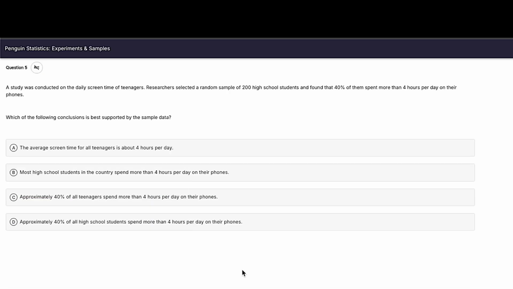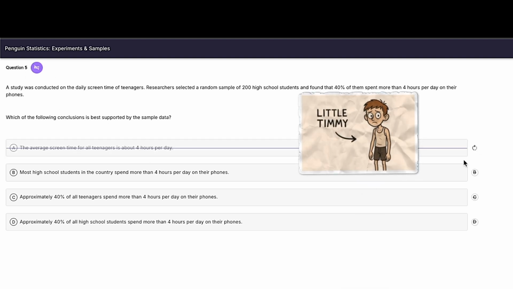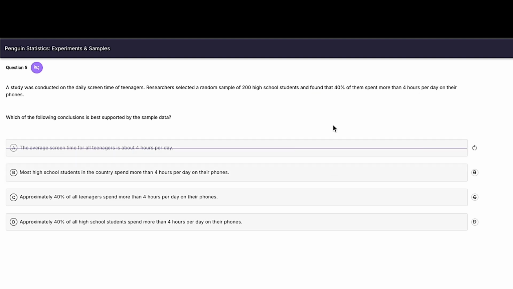All right, let's take a look at this one. We are gonna have some sort of a conclusion, and let's see what's going on here. We got a sample of 200 high school students, and 40% of them spent more than 4 hours per day on their phone. All right, does it say where they're from? No, just high school students. So A, the average screen time for all teenagers is about 4 hours per day. All teenagers. That is way too absolute. That is not the little Timmy language we're looking for. B, most high school students in the country, that's also too confident.